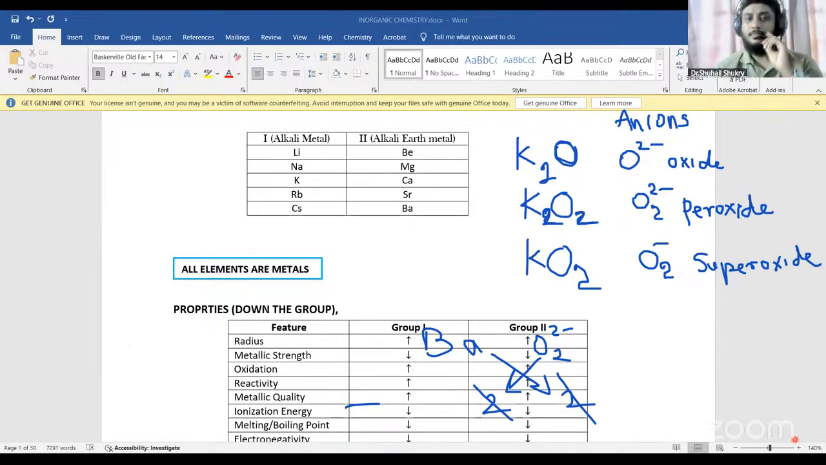Everyone done with how oxide works? Yes? Or still writing?